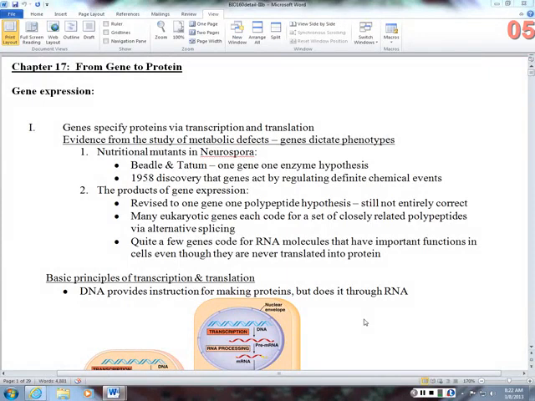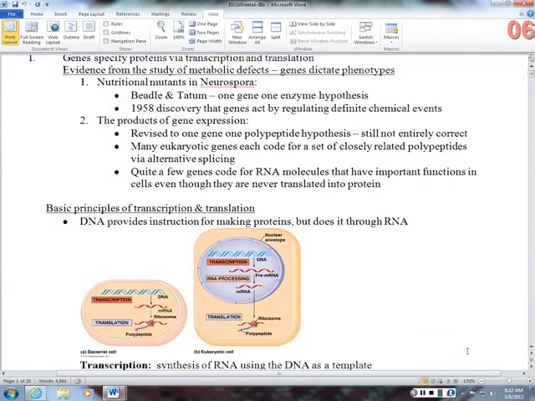So they looked at nutritional mutants in Neurospora, and for a long time we had this one gene, one enzyme hypothesis, that one gene only coded for one thing, and it was that simple and straightforward. And it is not that straightforward, we've learned. In 1958, we discovered that the genes acted by regulating definite chemical events. So with the products of gene expression, they decided they needed to modify that hypothesis, and they revised it to the one gene, one polypeptide hypothesis, which is still not entirely correct.